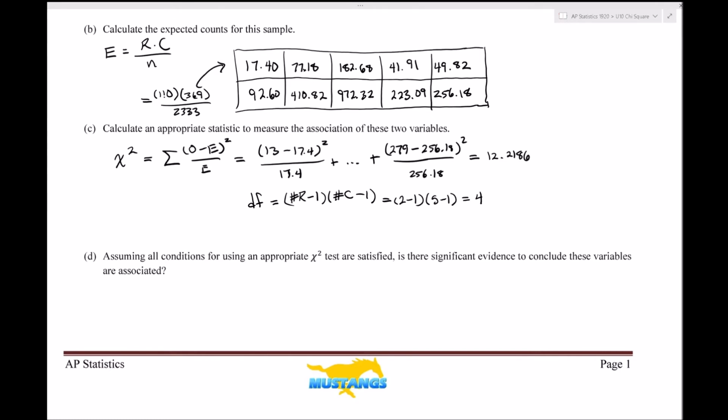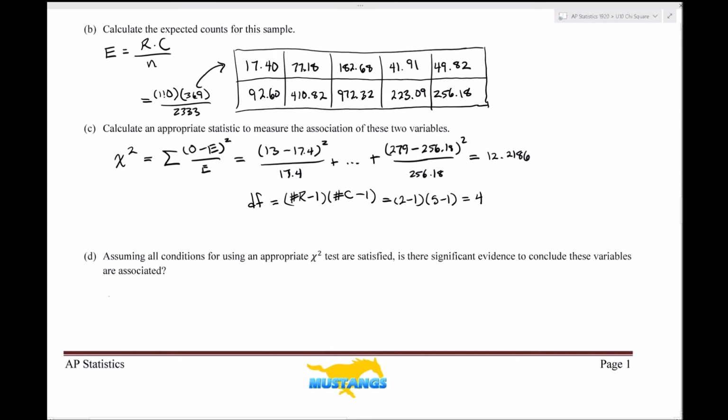So for letter D, assuming all conditions for using an appropriate chi-square test are satisfied, in other words, the conditions for using a test, there's only 2 of them: random sample condition and the large expected counts condition. I think both of those are satisfied, but they didn't ask us to check. Those are easy to check though. Is there significant evidence to conclude that these variables are associated?